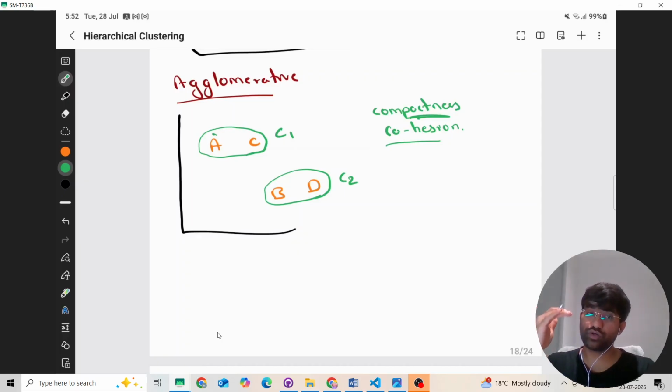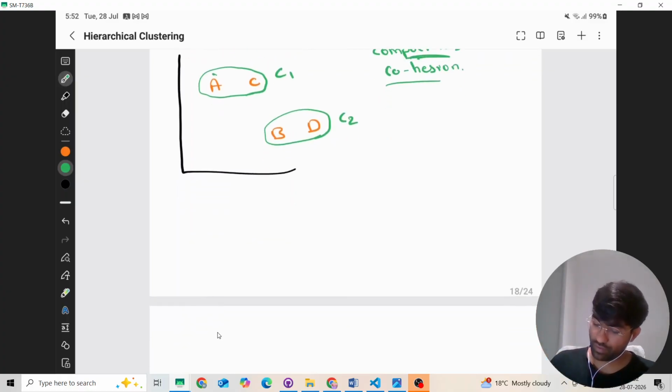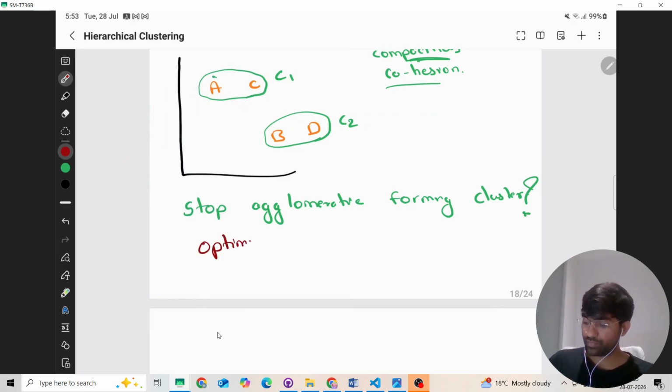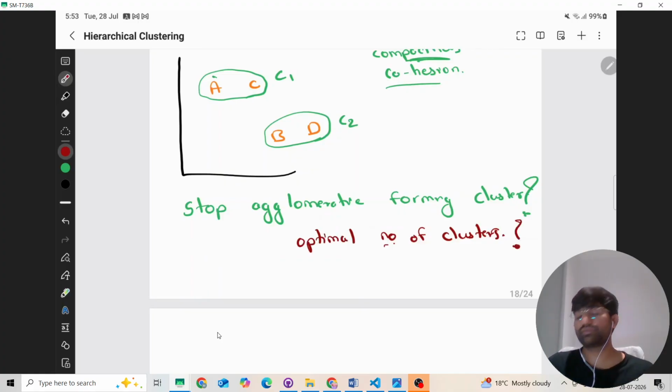So when do you have to stop the agglomerative model from forming clusters? How to find that? That means, what is the optimal number of clusters? How many clusters should I form for my data? What is the optimal number of clusters?